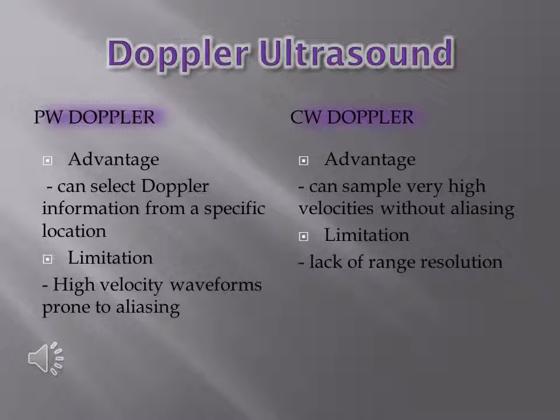However, if the area of interest being sampled has very high velocity, aliasing could occur. Aliasing is like a wraparound effect that the waveform has when the velocity gets too high. Or to put it in more technical terms, when the Nyquist limit is exceeded, which is based on the pulse repetition frequency, aliasing occurs. Continuous wave is mainly used to capture high velocity flow rates within the heart.